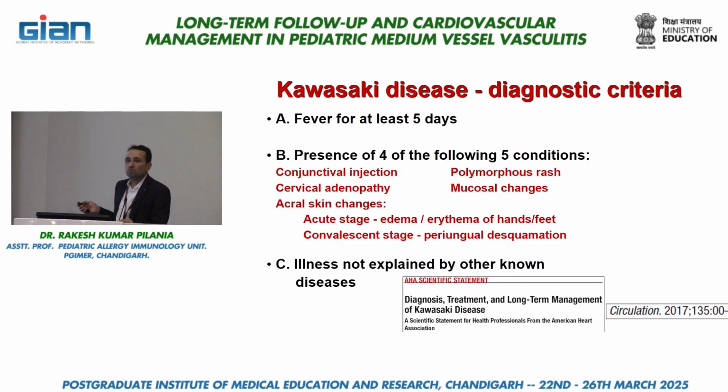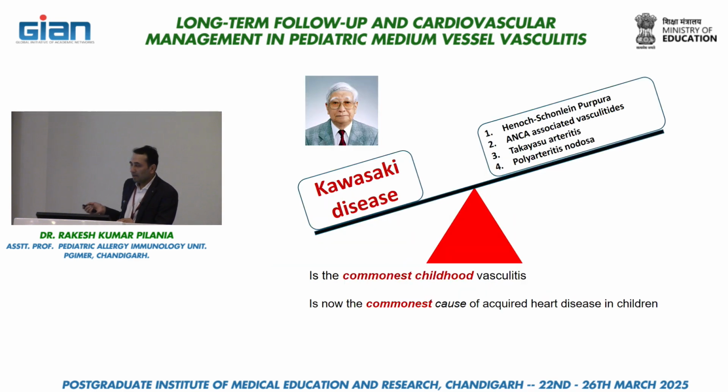This is not a diagnostic criteria. So we should not be stuck on fitting the criteria for the diagnosis of this disease, and this should be highlighted more and more. It is the most common childhood vasculitis, and it is the most common cause of acquired heart disease in children. Nowadays we call it the worldwide most common cause of acquired heart disease in children. We don't see much of acute rheumatic fever. Whatever we are seeing is the ravages of acute rheumatic fever, that is rheumatic heart disease, which has been there previously.